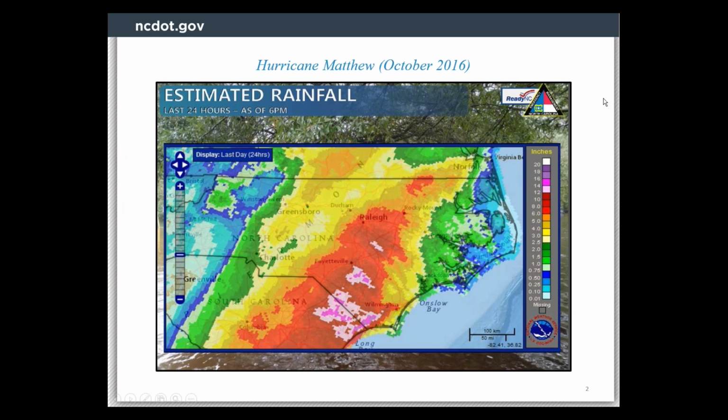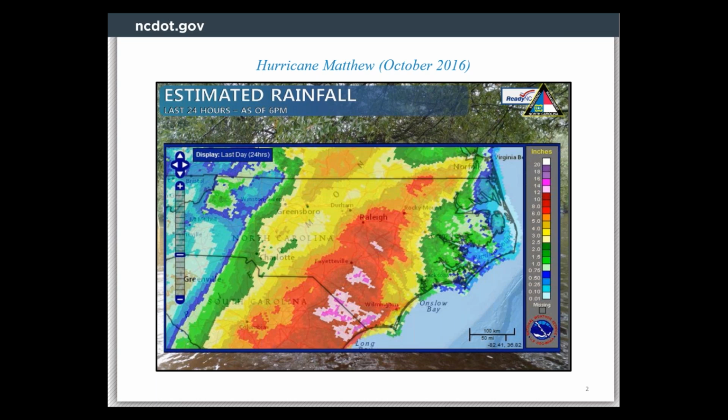If you're not familiar, in the fall of 2016, Hurricane Matthew came to North Carolina. We were anticipating a very quick storm. We were anticipating wind damage. Unfortunately, that's not what we had. We had a flooding event. And this was the largest flooding event we had had in close to 20 years.